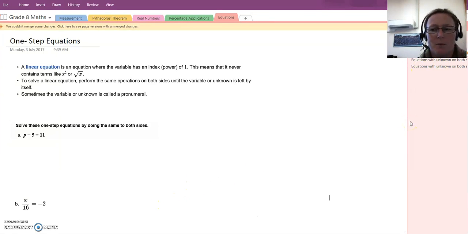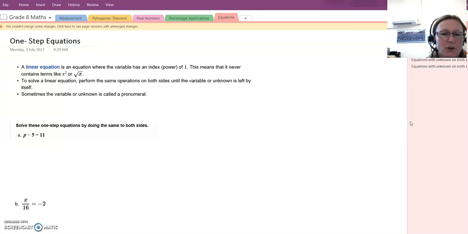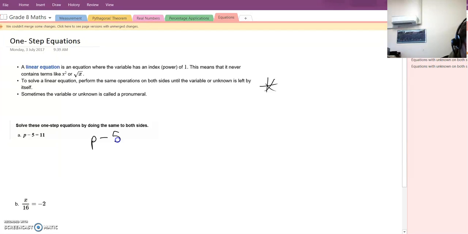So our first example, p subtract 5 equals 11. So it says up here, to solve a linear equation, perform the same operations on both sides until the variable or unknown is left by itself. So we want p by itself. So what I do, if I want p by itself, I'm just going to rewrite the question. I want p by itself. So I need to somehow remove the subtract 5 from the p.